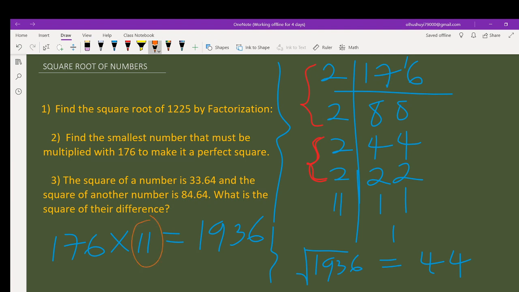So any number that you have after using your repeated division method, and you cannot pair them, it can't be squared. It's not repeated twice, like 2 twice, 2 twice. But this 11 only once. This is the number. It can have two numbers, for example 3 and 4. So the product of those two numbers will be the number that, when you multiply with your question, will give you a perfect square. Here, our answer is 11.